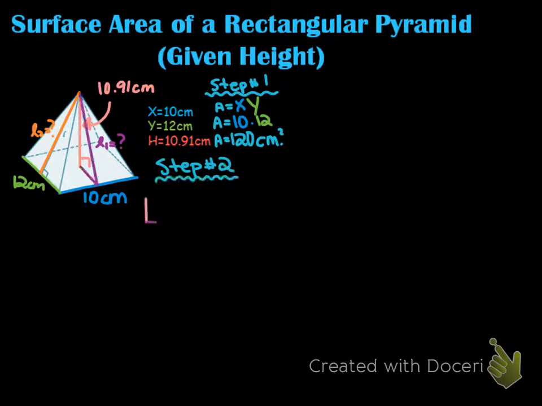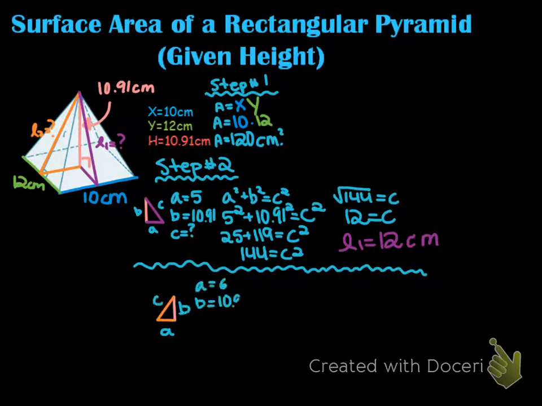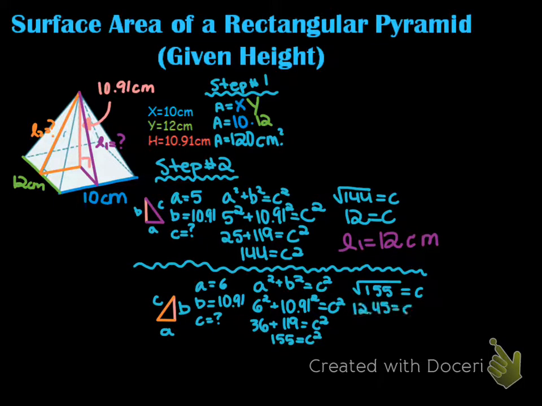Now let's find what lateral 1 equals. To find lateral 1, we will use the Pythagorean theorem, or a squared plus b squared equals c squared. When we substitute our numbers, 5 squared plus 10.91 squared equals c squared, we get lateral 1 equals 12 centimeters. Now let's find what lateral 2 equals. We use the same method, a squared plus b squared equals c squared. We plug in our numbers and we do 6 squared plus 10.91 squared equals c squared. When we evaluate, we get lateral 2 equals 12.45 centimeters. Now that we know our laterals, let's find the area of the triangles.